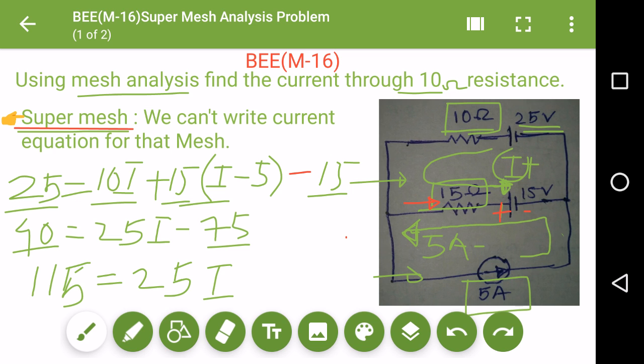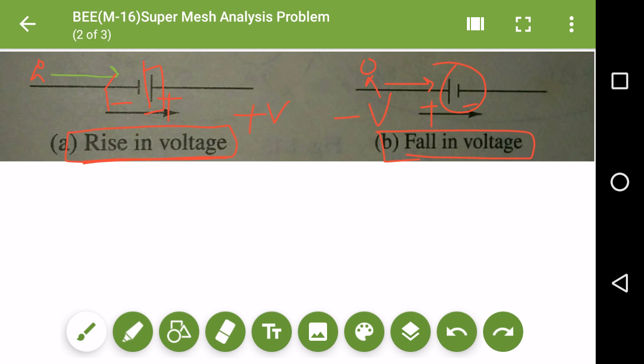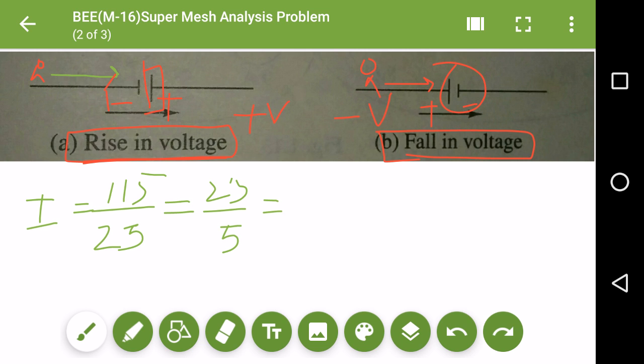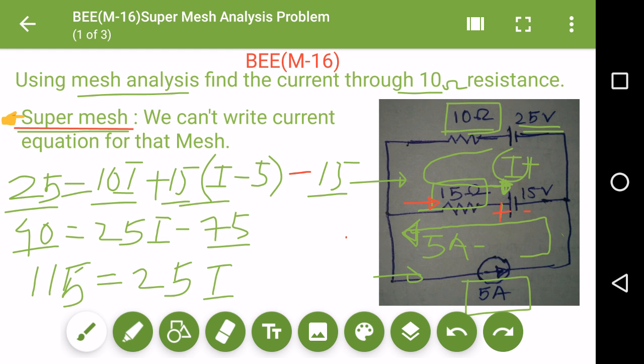To find I, I will divide 115 by 25. So I equals 115 upon 25. By doing the calculation you will get 23 upon 5, and further calculation gives 4.6 ampere. So the value of I is 4.6 amperes. I found the value of I, and that is the current flowing through the 10 ohm resistance. Thank you.